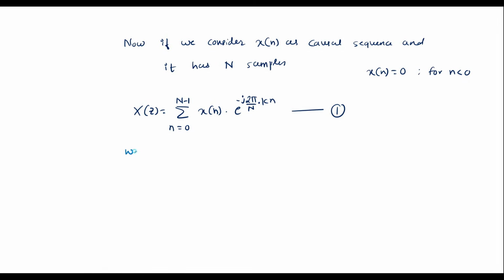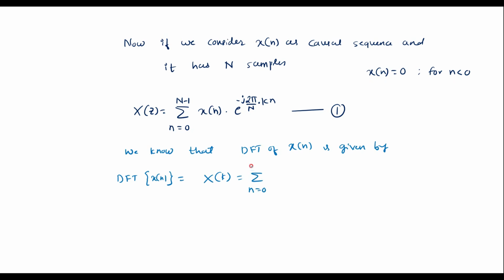Now also we know that the DFT of the same sequence x of n is represented as x of k, which is given by summation n is equal to 0 to n minus 1 x of n e power minus j 2 pi by n into k n. Let me call it equation 2.